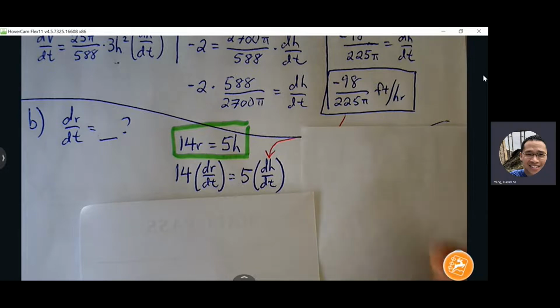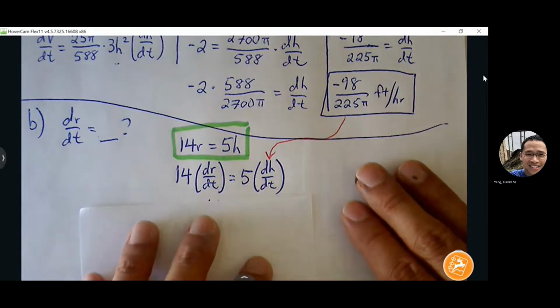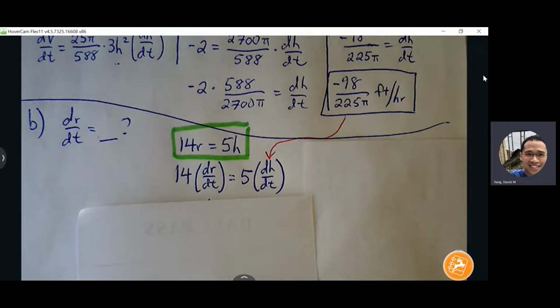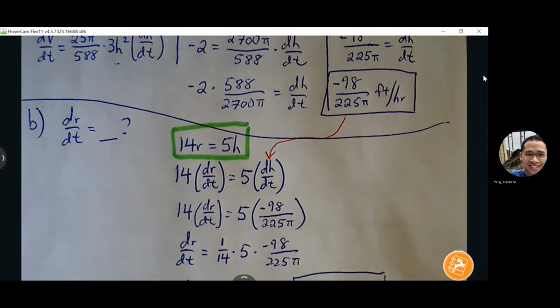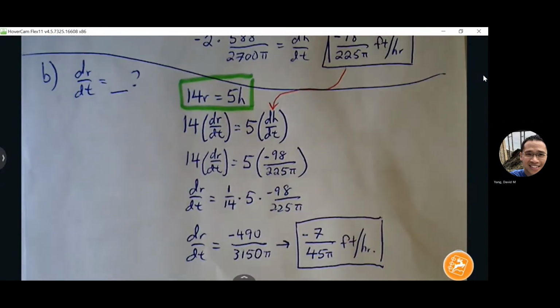And now we can import that result that we got from part A, right? We have dh dt, insert that in for dh dt. And now we have to solve for dr dt, which we can quickly find by just dividing. Okay, so insert negative 98 over 225 pi for dh dt.